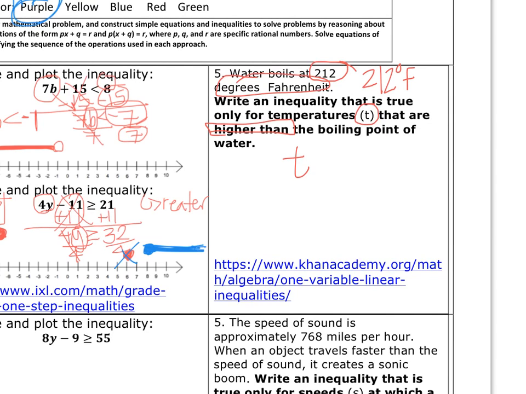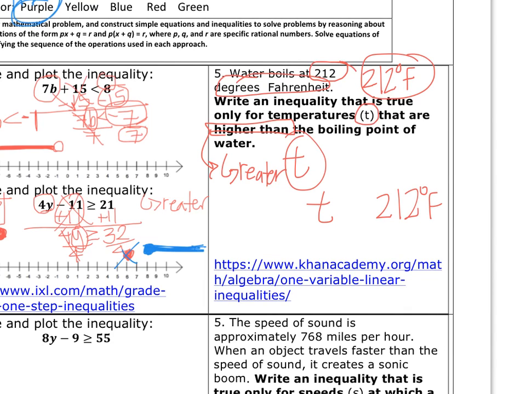So higher than can be connected to greater than. Greater than. And they're giving us our variable, which is T. And they told us that our boiling point of water is 212 degrees Fahrenheit. So now it's saying write an inequality that is true for temperatures that are higher than the boiling point. So we already know we have T and we have 212 degrees Fahrenheit. So if I want to do greater than, I will put a greater than symbol between them. This right here is your solution. Easy as 1, 2, 3.